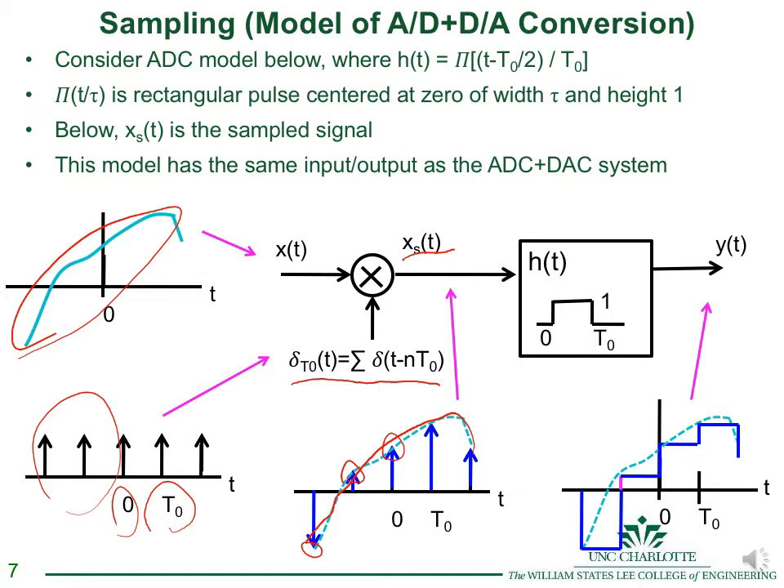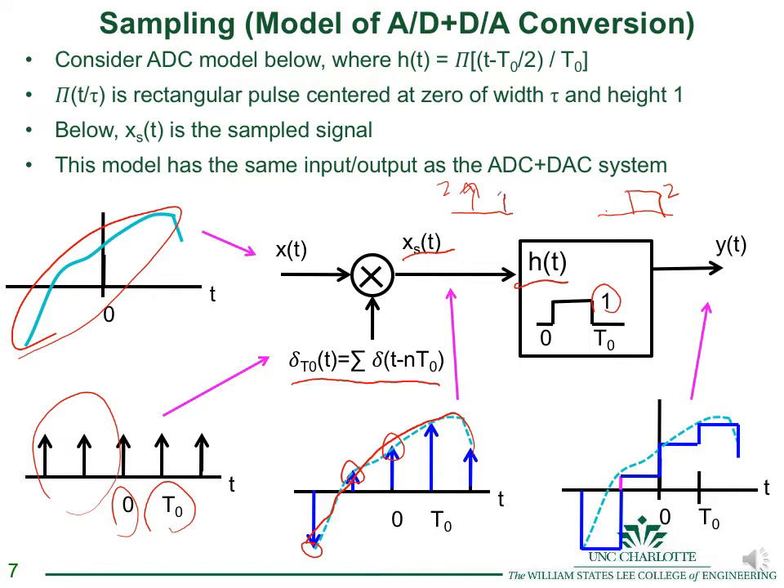Finally, to produce the output that's the same as we had with the A to D, D to A pair, we put it through a filter whose response is a pulse of width t0 starting at 0 and of height 1. And so by definition, if you put an impulse into this filter, out comes h of t, which is this rectangular pulse. And so if I put an impulse in twice as high, twice the weight, then out would come another pulse of height 2.